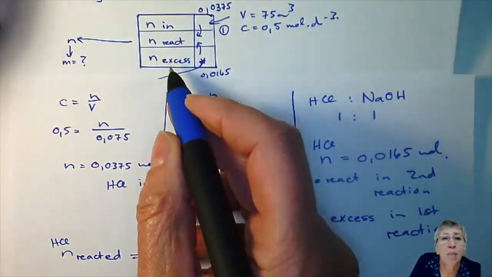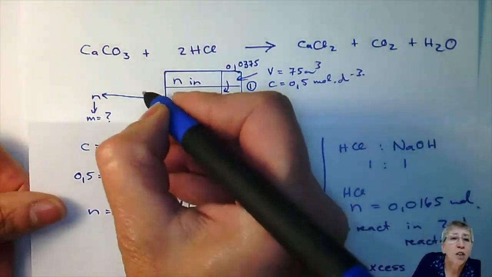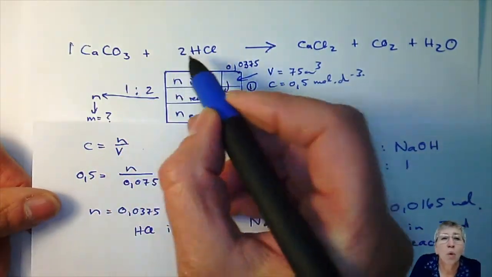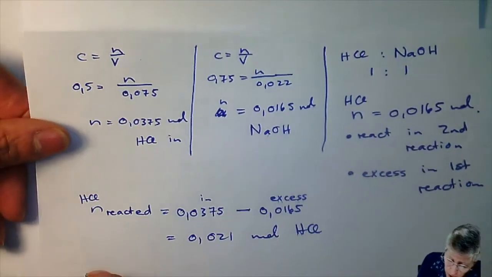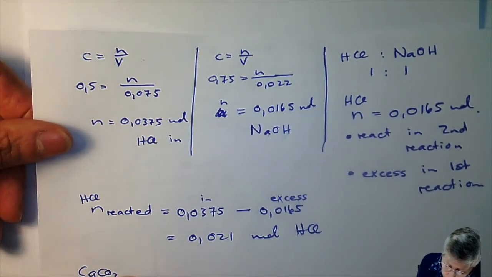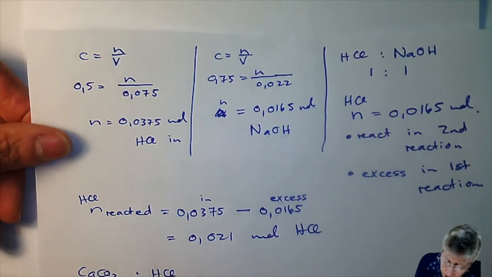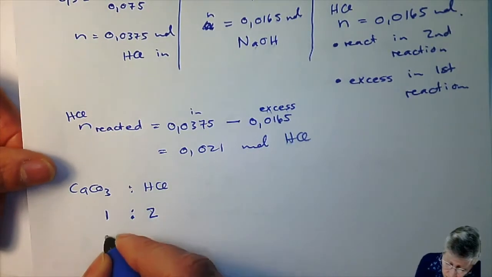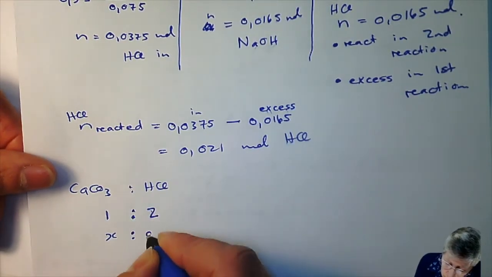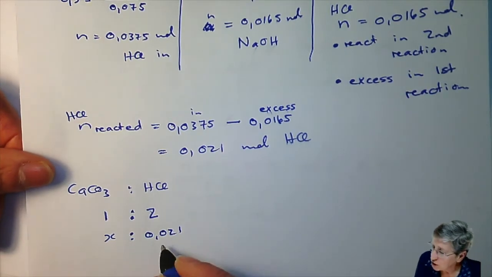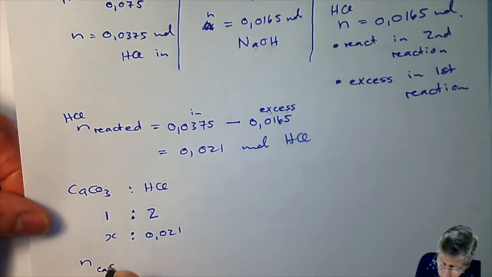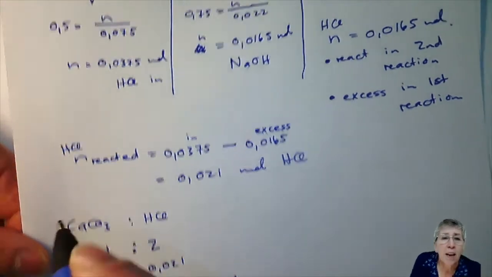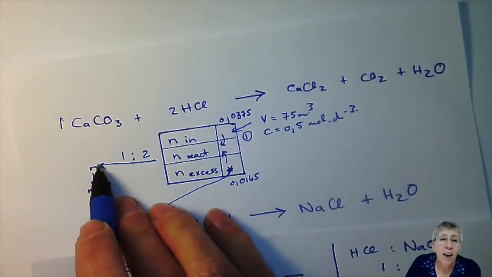Now, if you know how many moles of HCl reacted, you can use that in our ratio 1 to 2, because I know one of these will always react with two of those. So I'm going from calcium carbonate to HCl. 1 mole of this will always react with 2 moles of that. How many moles will react with 0.021? It's just dividing by 2, so the moles of calcium carbonate is going to be 0.0105 moles. And that is what is reacting.